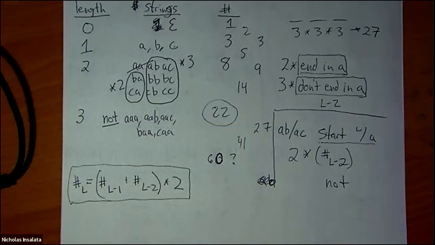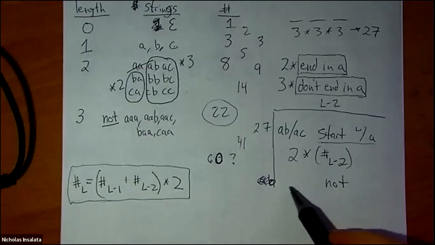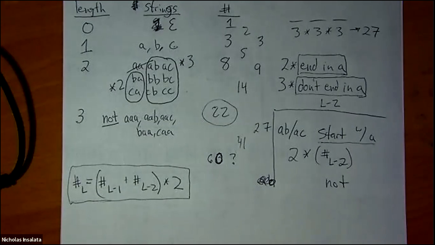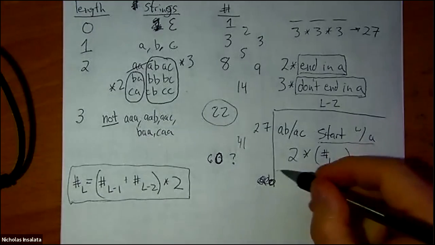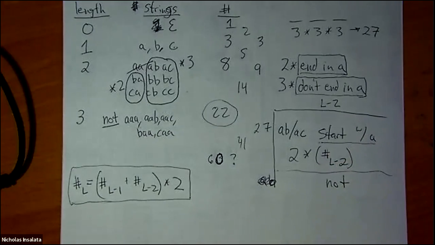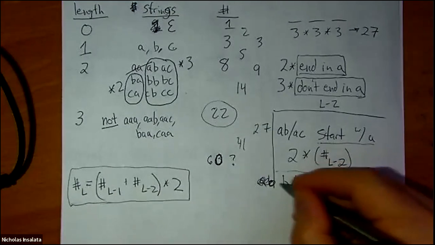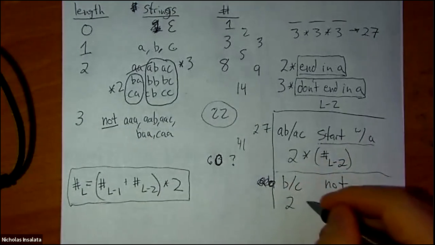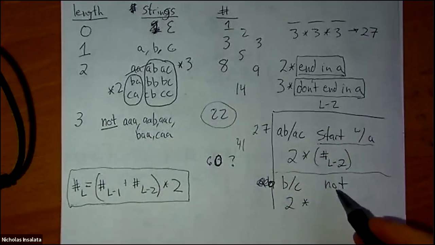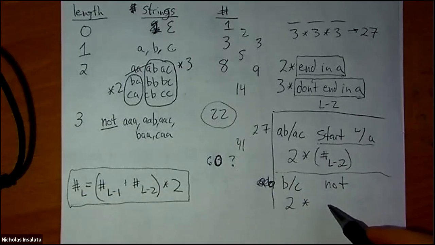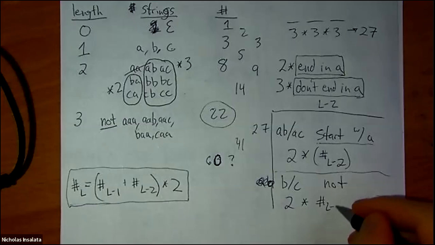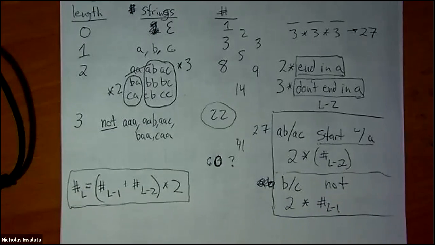Okay, it does. So what if a string doesn't start with A? Then what would it start with? Either B or C. And in that case, we're going to have 2 different options times the number of strings for the remaining length. But now what's the remaining length? Yeah, 9, the number of strings at L minus 1. See how that worked? Yeah, it's always real clear in retrospect, right?